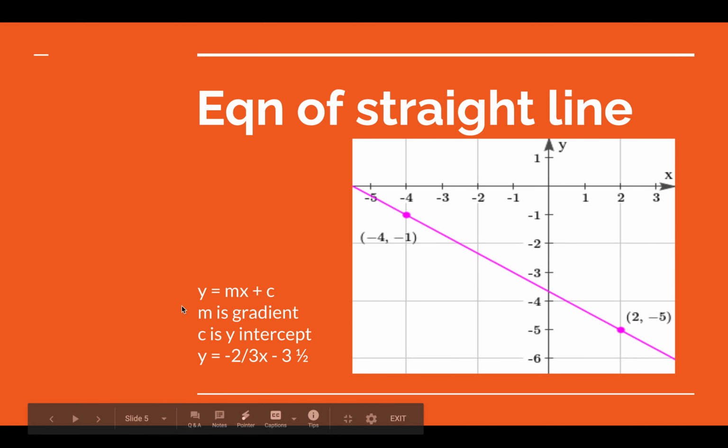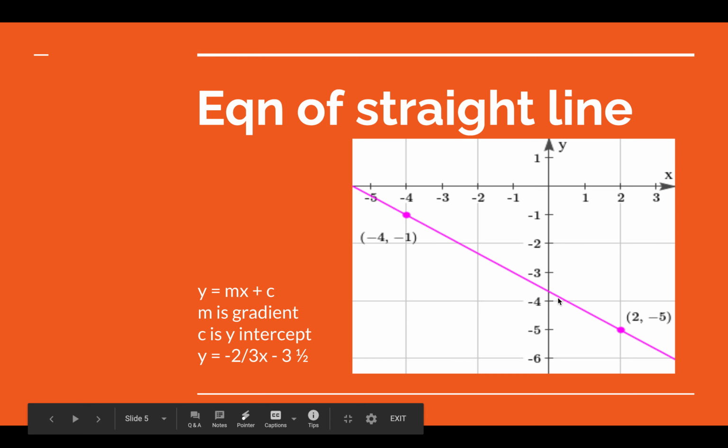Yeah, so given the gradient and the y-intercept, you can write down the formula of a line. In the previous slide, we saw that the gradient for this pink line was minus 2 over 3. So we can write minus 2 over 3x minus 3.5. The plus c was actually a minus 3.5, so that's why we have minus 3.5. So our line here is y is equal to minus 2/3 x minus 3.5.